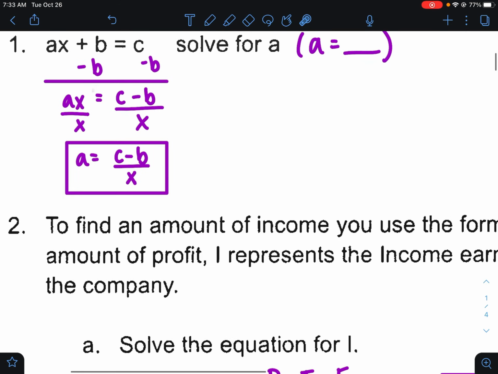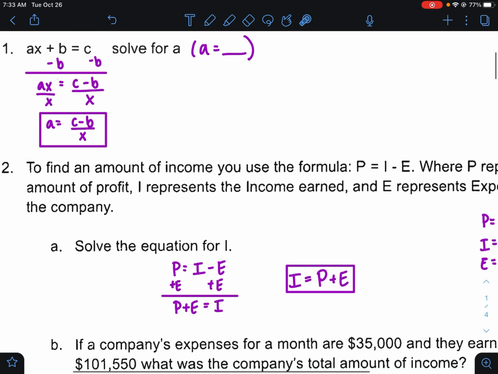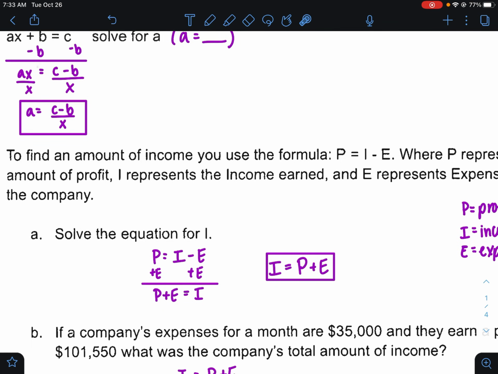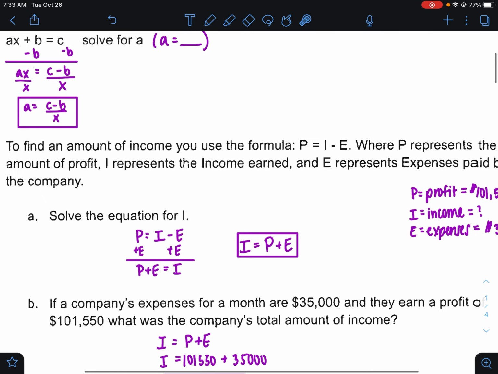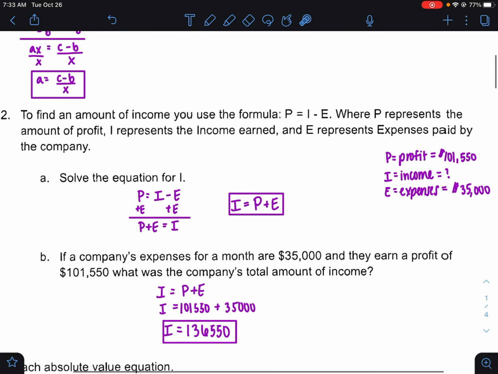Now, number 2 here is giving us a real world scenario. To find the amount of income you would make, you use this formula, P equals I minus E, where P represents the amount of profit, I represents the income, and E represents the expenses paid of the company. Remember, whenever we deal with real world situations, you need to take an inventory. What does P stand for? Profit. What does I stand for? Income. What does E stand for? Expenses. And as we progress through the problem, you would update that inventory.